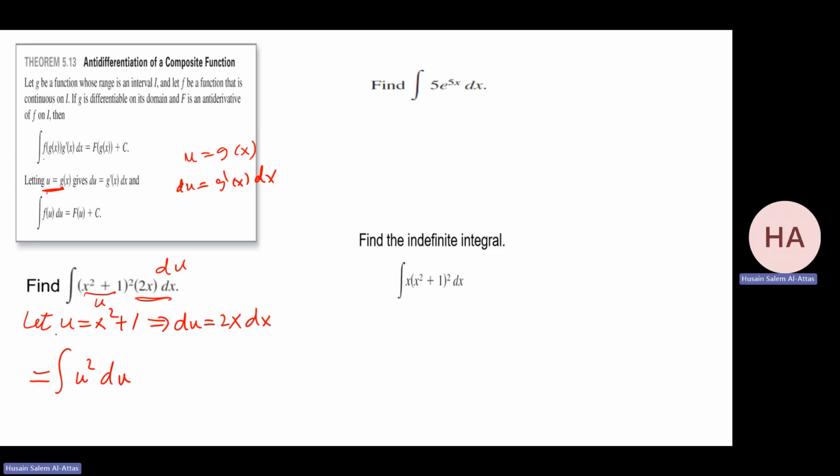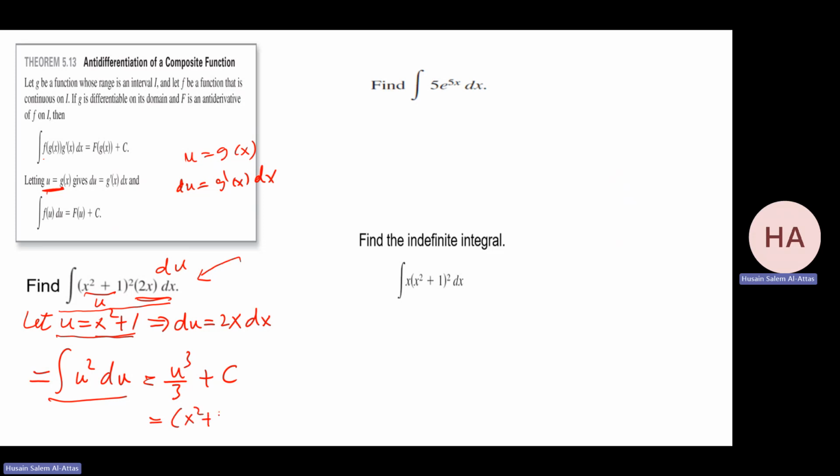So the main idea is that we'll use a substitution. You can do any substitution, but the one we are looking for is a substitution which will make my original problem easy to integrate. The new integral should be easy to do. This I know how to do: u cubed over 3 plus c, antiderivative. And u is x squared plus 1, because I need the answer in terms of x.